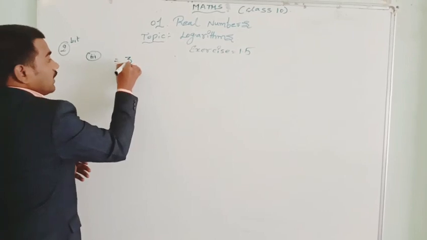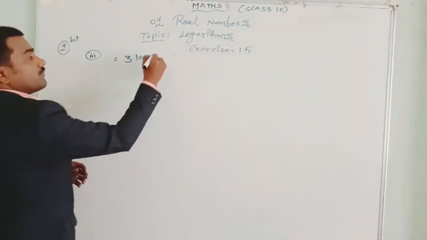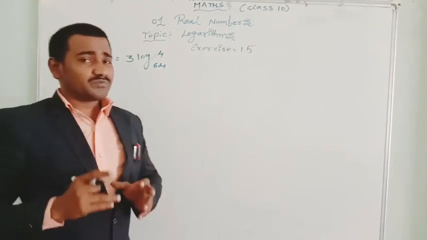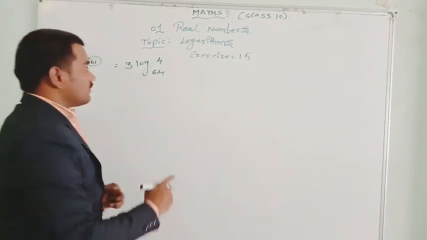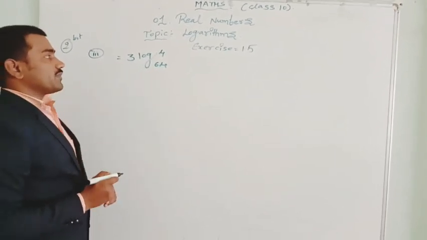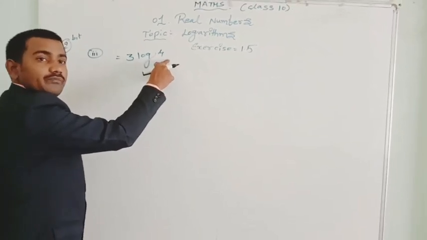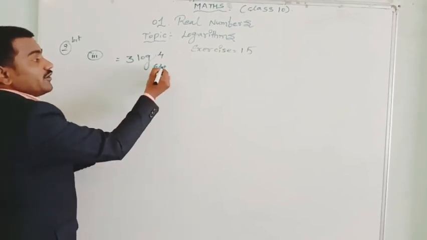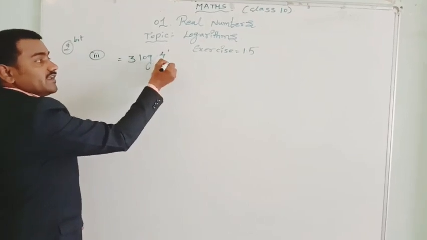Here 3 log 4 base 64. This is another kind, and very easily we can solve it, and this answer is 1. How? See here base 64. Here base 64 is there. This 64 we can write as 4 cube, and we can solve the problem. Or in another way I'll solve the problem. You make this as a 4 cube, and here is 1, here is 3.